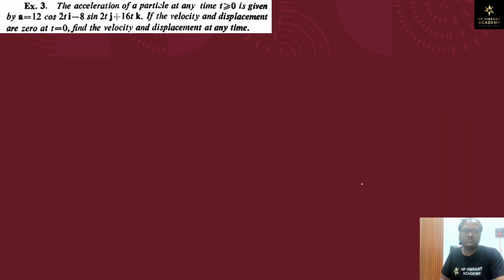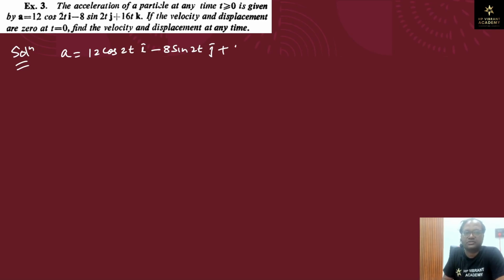Now let us discuss question number 3. The acceleration of a particle at any time t is given by a is equal to 12 cos 2t i cap minus 8 sin 2t j cap plus 16t k cap. If the velocity and displacement are 0 at t is equal to 0, find the velocity and displacement at any time t. So this is the acceleration. So this is equal to dv upon dt.